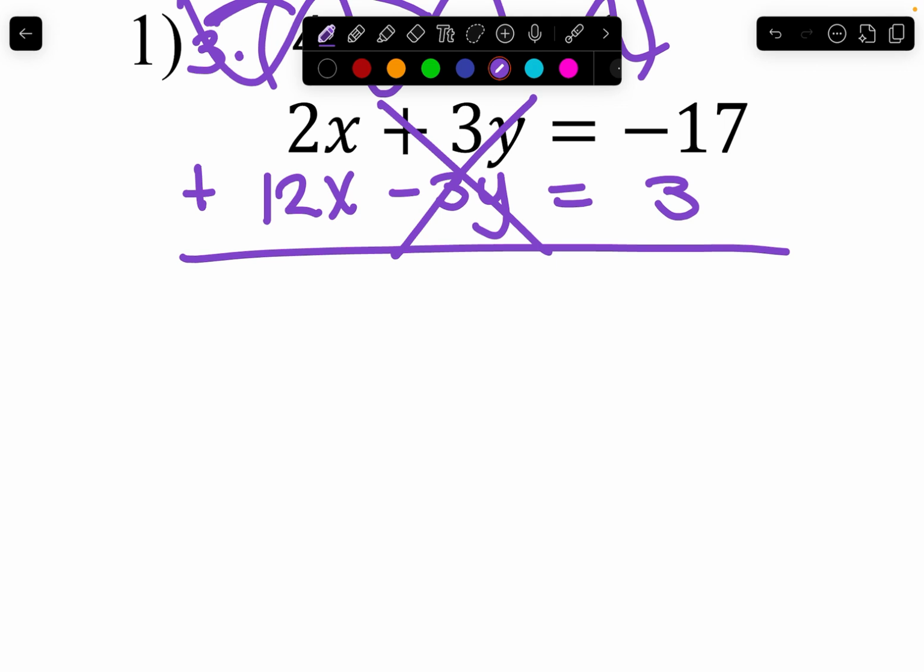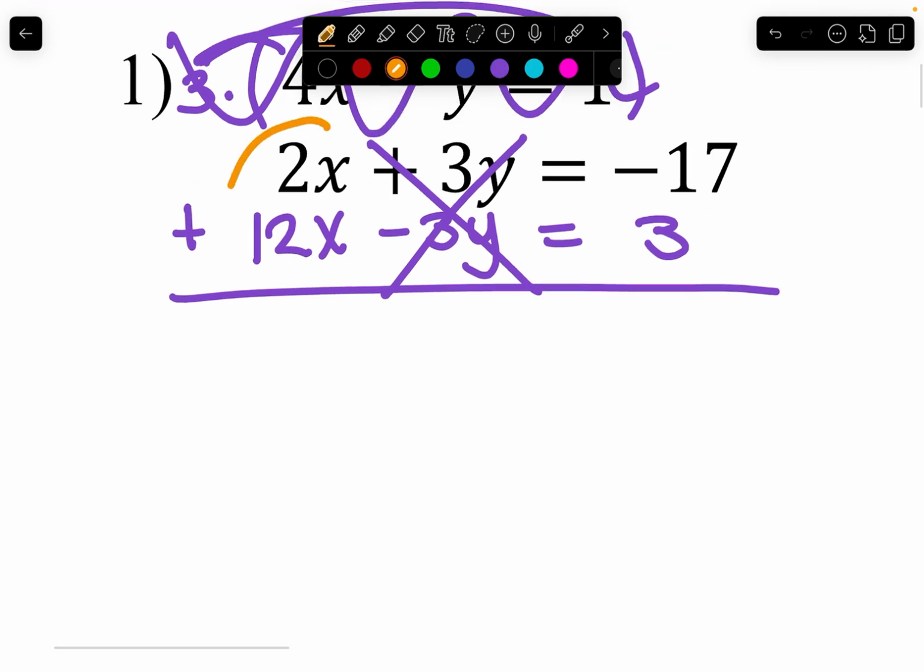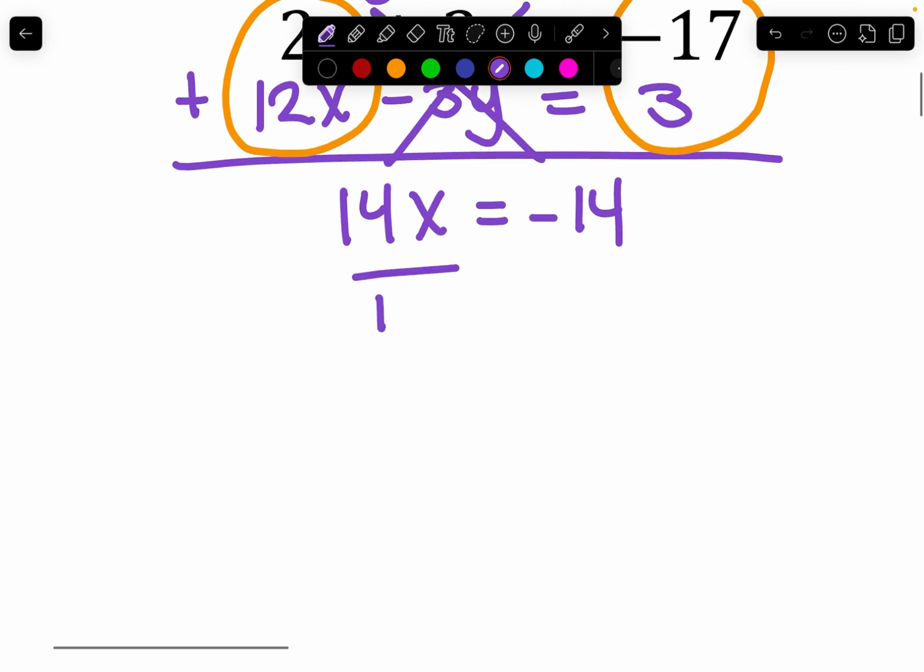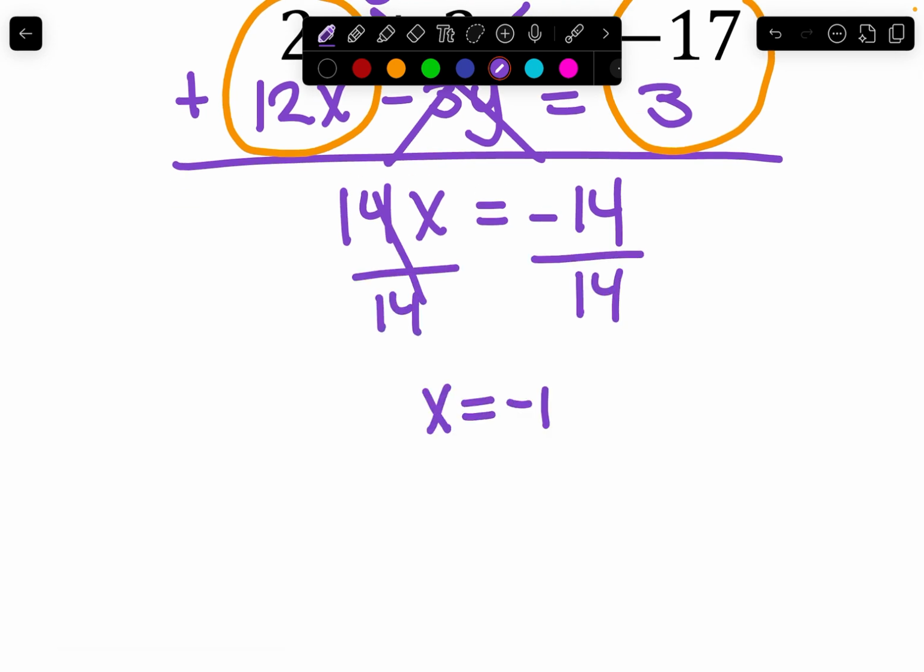So what we're looking at doing here is combining like terms, kind of like we would do in elementary school, where you add them together and you write the answer below this weird line that you have. So 2x plus 12x will get me 14x. Drop down your equal sign. Negative 17 plus 3 is a negative 14. From here, I can divide both sides by 14, and you get that x is equal to negative 1.